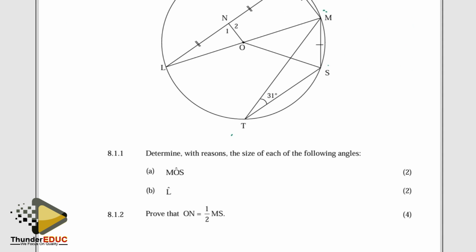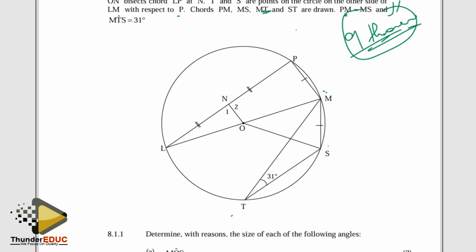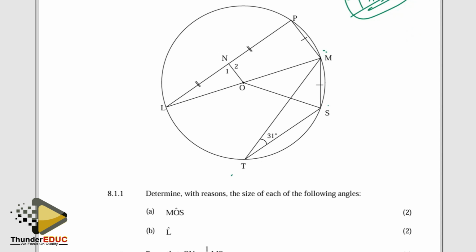So now, by looking at this, we can see two theorems in one. Number one, I can see a line that is drawn from the center to the chord that is being bisected.